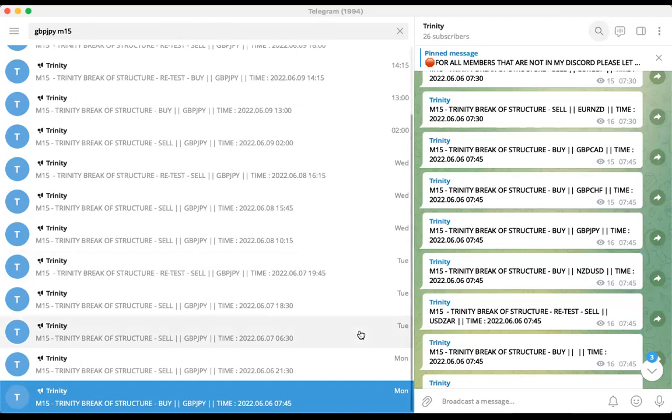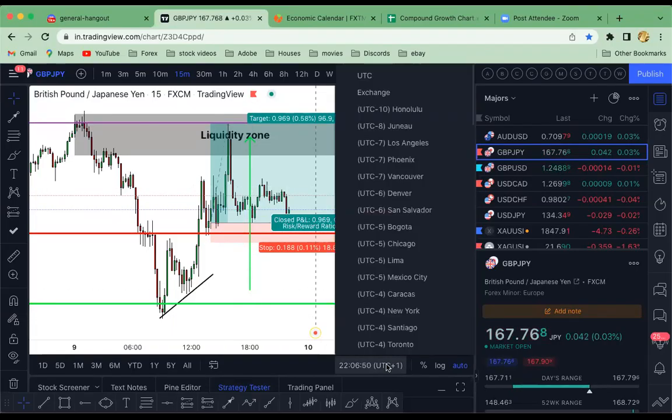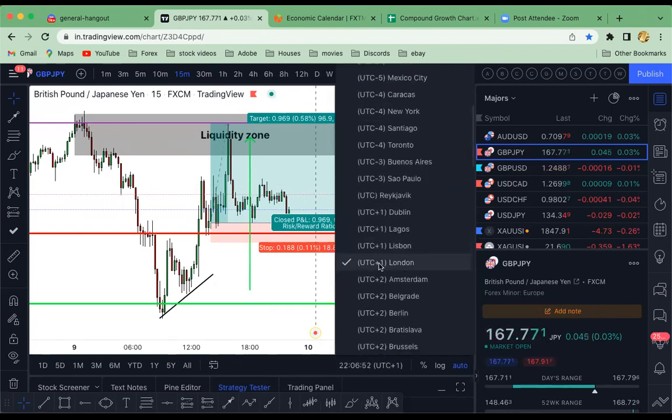So all you have to do if you want to is go back to TradingView. Just give me a second. You can go to TradingView and set it to UK time. You can set your time zone on TradingView, just change it to UTC+1. If you do that, it's going to be on par with any alert you're going to get on the Telegram group at the moment.